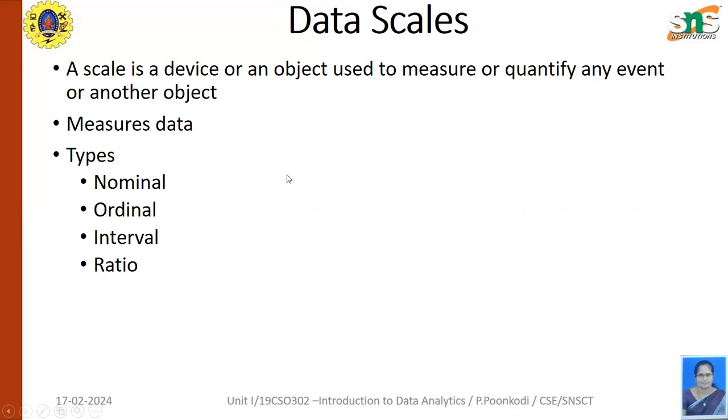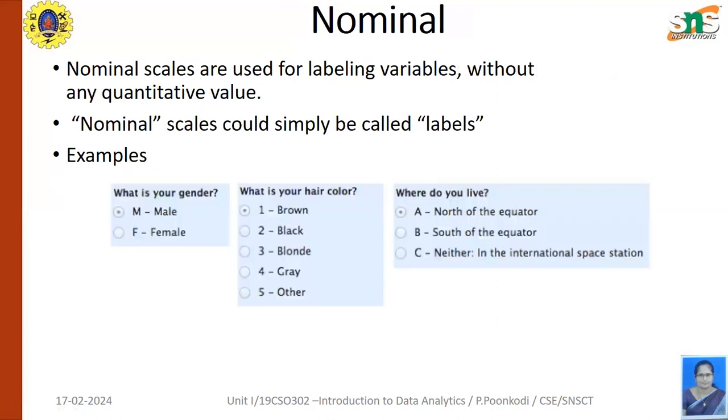Then the next topic in data and relation is data scale. The scale is a device or object which is used to measure and quantify any event or other objects. Basically, these scales are used to measure data. Measuring those data is done in four types: nominal, ordinal, interval, and ratio. These are the four types of scales which are used to measure the data.